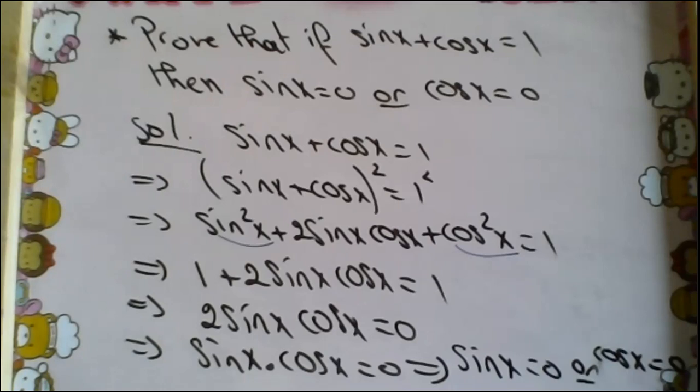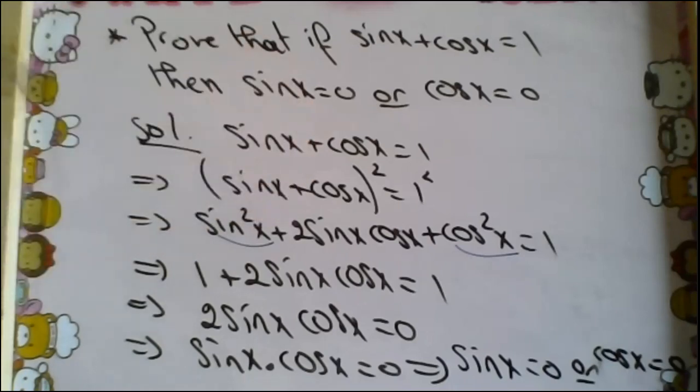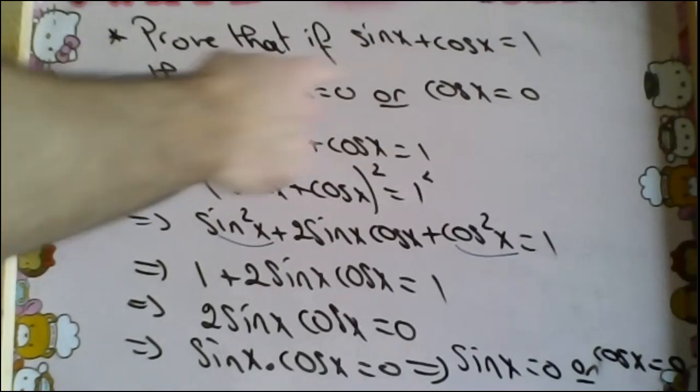Then I proved what's required. And of course here, if sine x equals 0, what will be the value of cosine x? One. According to this, it's 1.